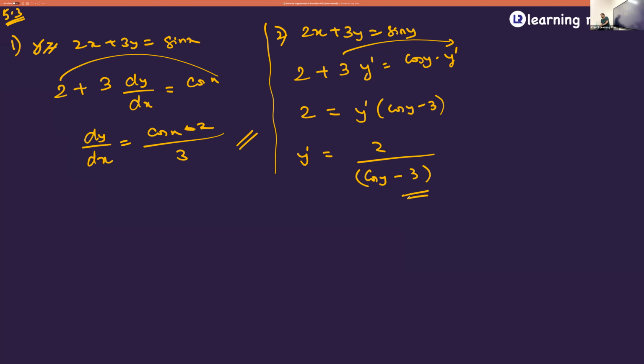Can I proceed? Okay. What is the third one? Ax plus by squared, the whole square, is equal to cos y. So (ax plus by) squared is equal to cos y.